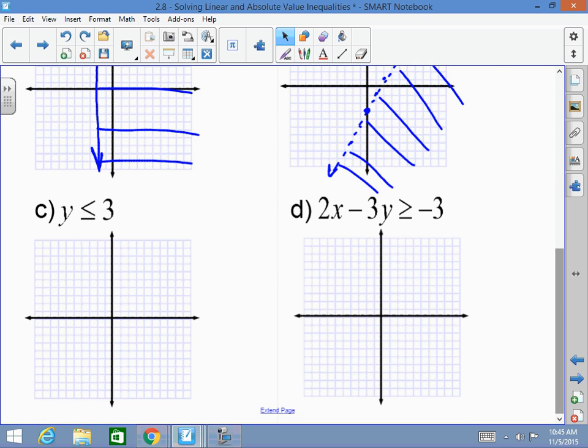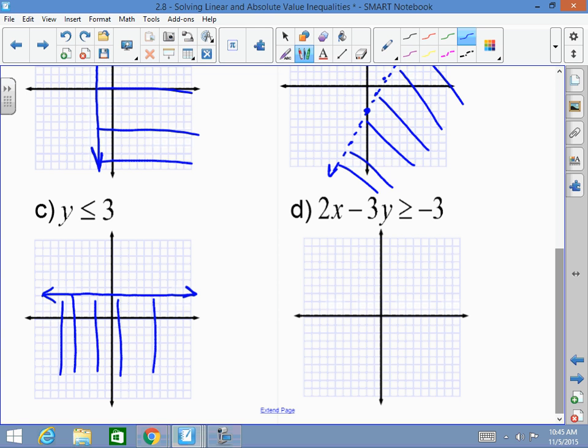Now, y is less than or equal to 3. What kind of a line is that? Horizontal. So is it going to be solid or dashed? Okay, y is less than or equal to 3. Above or below? Below, because it's less than. It's below. Okay. What must I do for D first?